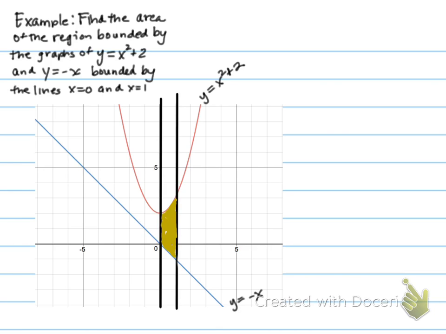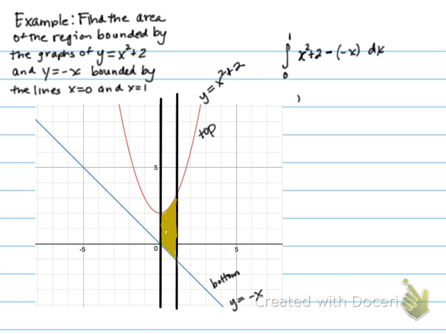All right, so again, my top function is going to be my red graph, and my bottom function is going to be my blue graph. So I'm going to create this integral. So it's going to be the integral from 0 to 1. And remember, 0 and 1 are my boundaries. These are my lines here. Of my top function, which is x squared plus 2, minus my bottom function, which is negative x, dx.